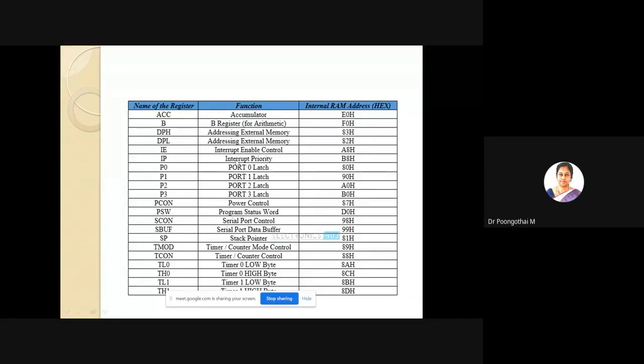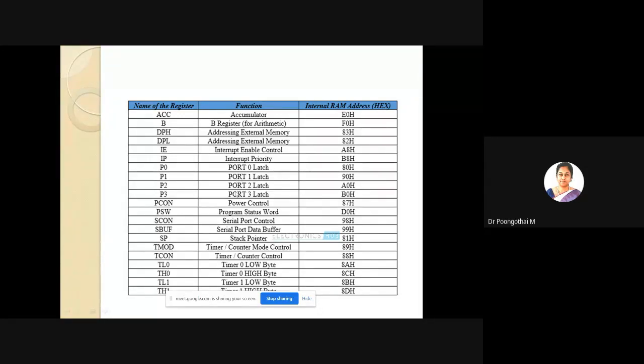And next one is the interrupt priority. So this is also an 8-bit register. It is used to fix the priorities of your 8051 interrupts. So using this register, we can fix the priority of your external and internal interrupts.